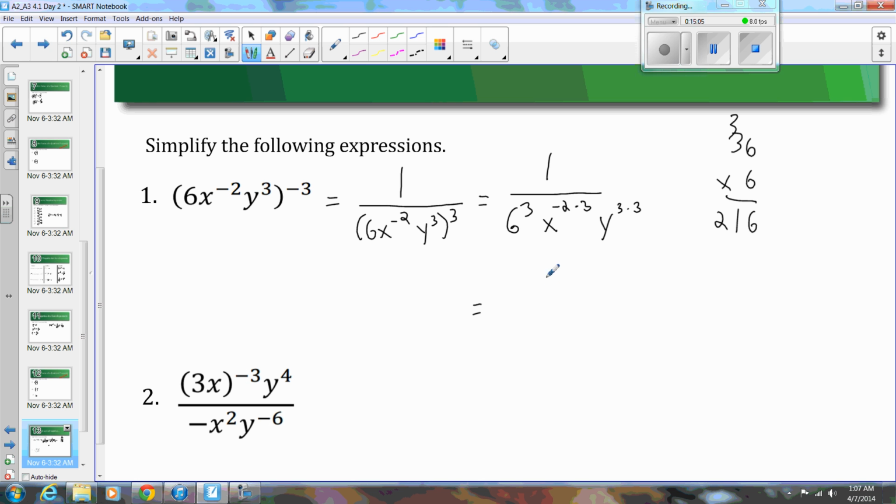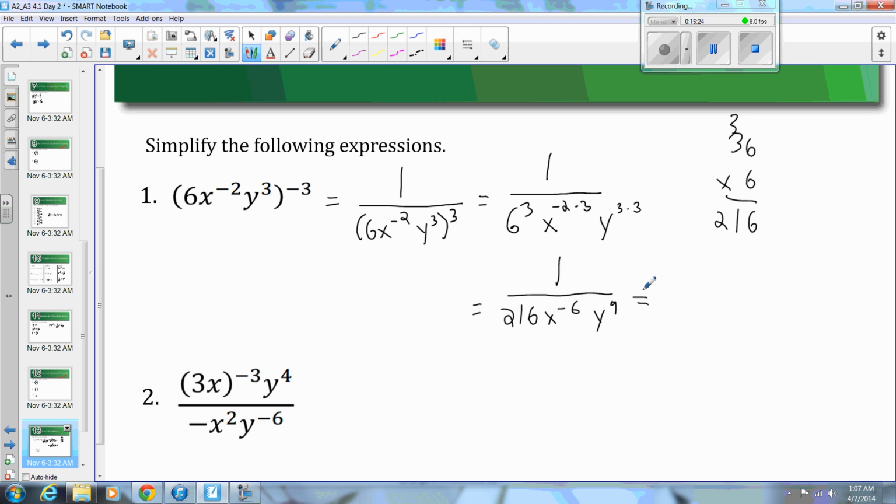Okay. So let's deal with this now. This is now 1 over 216, x to the negative 6, y to the 9th. Now, my final step. An expression is not fully simplified unless all of the exponent values are positive, not negative. So are there any negative exponent values in this expression? Yes, there are. Now, to be very clear, what is being raised to a negative power? It's not 216. It's certainly not y to the 9th, but maybe that's clearer because y to the 9th is to the right of negative 6.